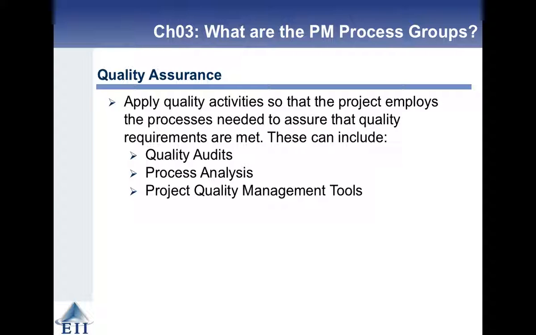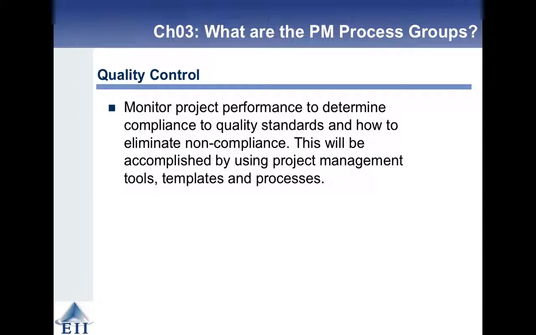So quality assurance is the measurement and auditing of how we do what we do. Right? Quality audits, process analysis, project quality management tools. And then quality control is to monitor the performance, to determine compliance to quality standards, and how to eliminate non-compliance. And again, we've got these tools, templates, and processes. And you'll hear those three things: tools, templates, and processes, all the way through on each of the process groups.